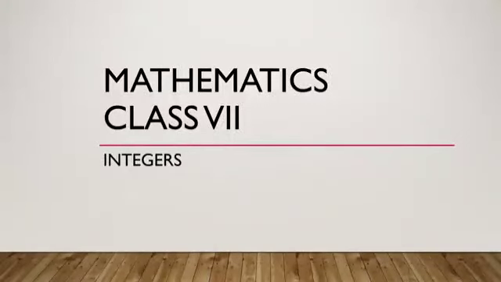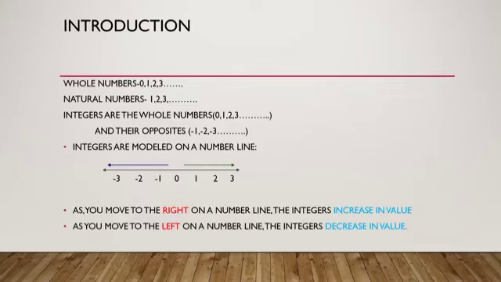This is a video on mathematics for the students of class 7, and the topic for discussion today is integers. So let's begin. Integers. Before that, let us read what are whole numbers. Whole numbers, we know, are the numbers that begin from 0, 1, 2, 3. All these numbers are your whole numbers, whereas when the number begins from 1, these are your natural numbers.